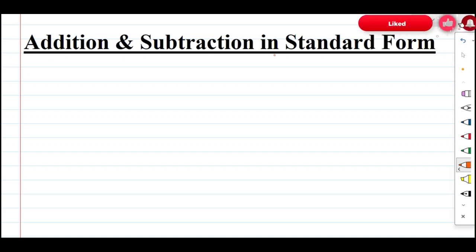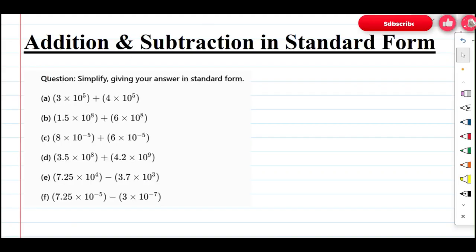Addition and subtraction in standard form. Let us understand this concept with the help of a few examples. Let's consider the question: simplify, giving your answer in standard form. All the answers should be in standard form.